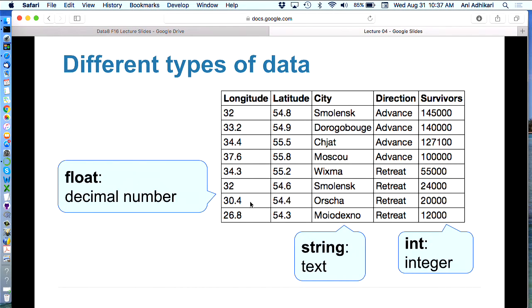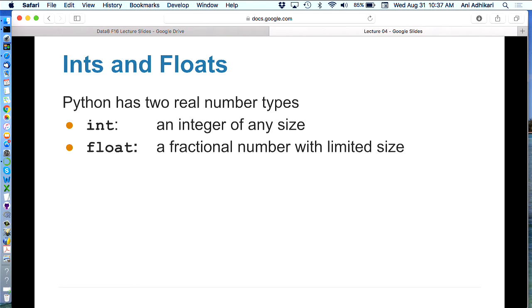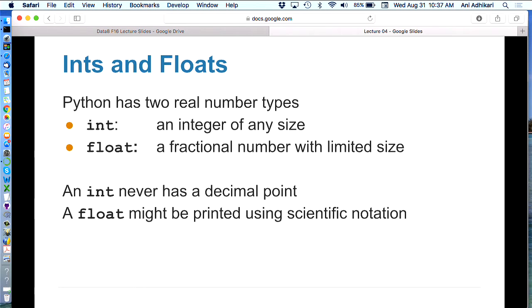So we've talked about, thus far, ints and floats. Take a look at that. Seem familiar? Integer of any size, not quite any size. At some point Python decides that your number is infinity. But for our purposes, it's pretty much any size. Float, fractional number, there are limitations to accuracy, and the floats might be printed using scientific notation. All agree? That's what we've seen so far?